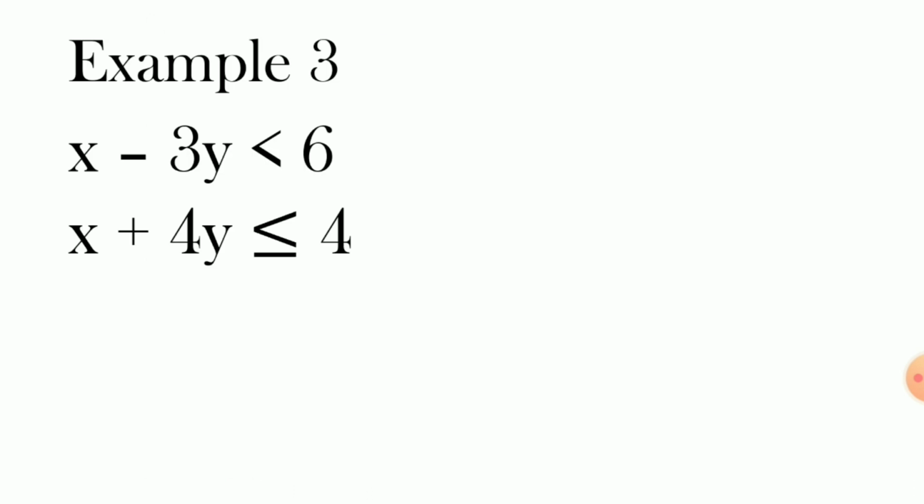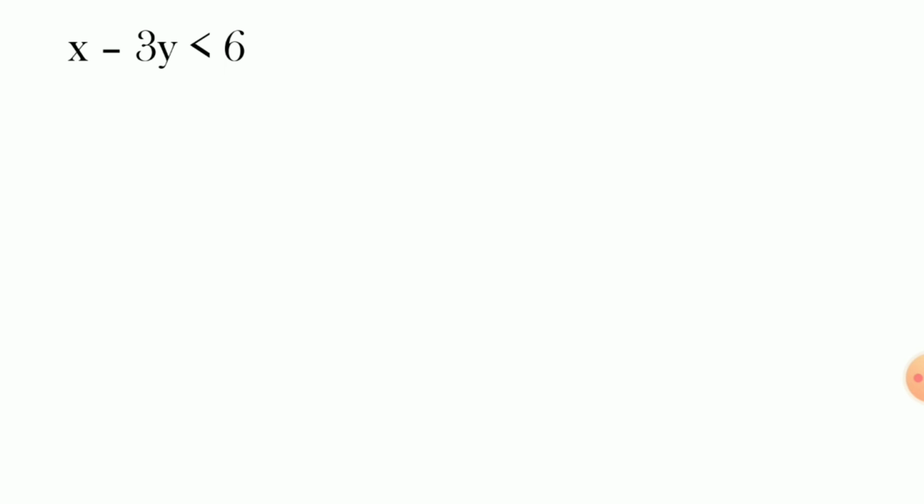And last example, we have two inequalities: x - 3y < 6 and x + 4y ≤ 4. First, let us have x - 3y < 6. We have to change the inequality into an equation, then solve for y. Let x be equal to 0.